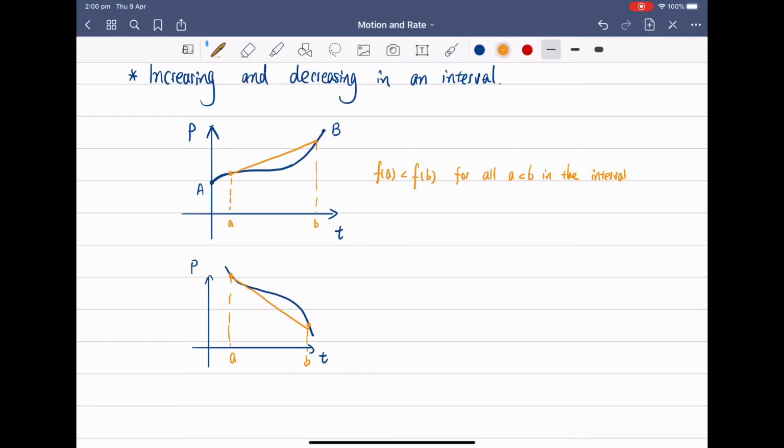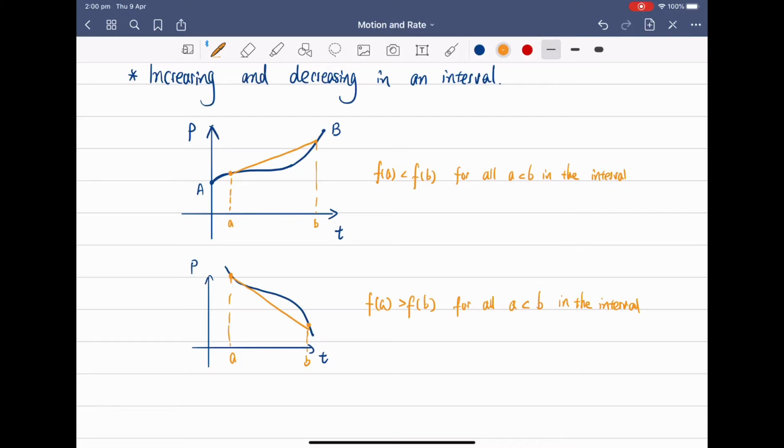The definition tells you that in this case f(a) is always greater than f(b), so the y coordinate for the point x equals a is always greater than the y coordinate for the point x equals b, for a less than b in the interval. This is actually pretty easy to understand because you have learned differentiation in the previous topics.